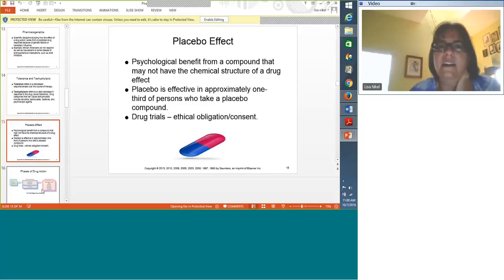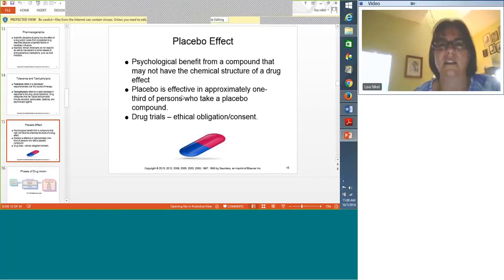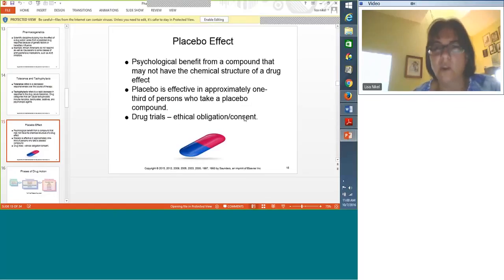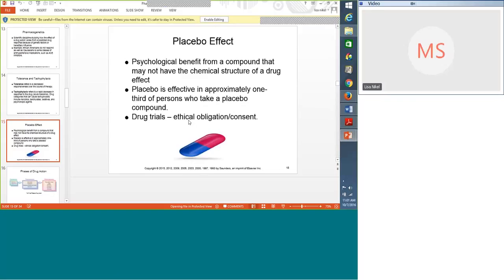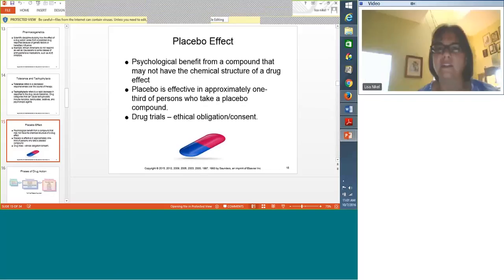All right, placebo effect. This is when a client is getting a psychological benefit from a compound that may not have the chemical structure of a drug effect. Placebo is effective in approximately one third of persons who take a placebo compound, and you'll hear about placebos in the context of drug trials. We don't tell clients we're giving them something that is not really what it is. The context of the terminology for placebo is in drug trials, where the provider has an ethical obligation to inform the client they may be receiving a placebo, and the client signs it.